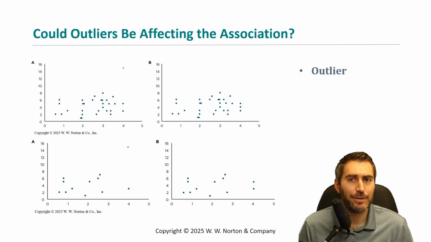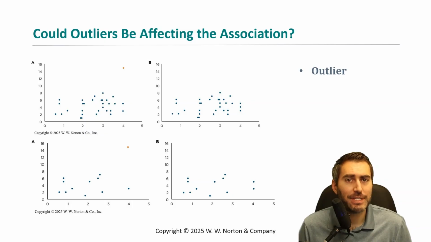When interrogating association claims, we should always ask ourselves if there could be the possibility of an outlier. An outlier is an extreme score, or perhaps a few, that lies far away from the rest of the scores. The two scatter plots on the top are identical except for the outlier in the upper right-hand corner in the left scatter plot. The correlation coefficient in the left graph is 0.37, and for the right graph, it's 0.26.